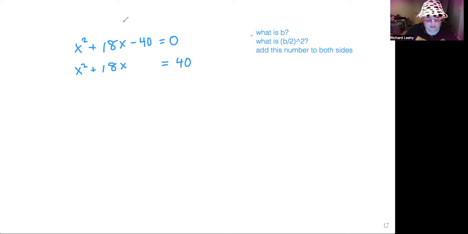B is the number in front of x. So b here is 18. So we're going to take 18 divided by 2 and square it. A lot of this stuff can be done mentally. So we're going to add 81 to both sides. The idea behind completing the square is you're taking an equation and doing the same thing to both sides. You're not changing anything, but you're making it easier to work with. Because now you could factor this expression as x plus 9 times x plus 9, or x plus 9 squared equals, and this will be 121.